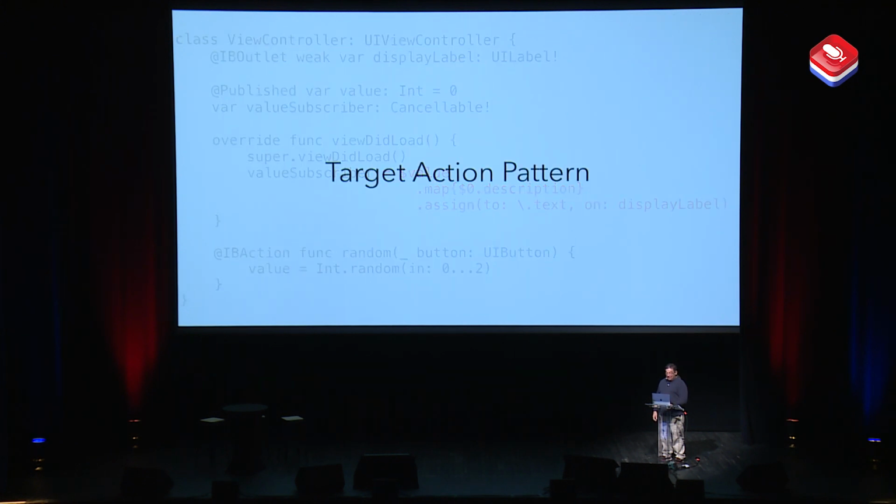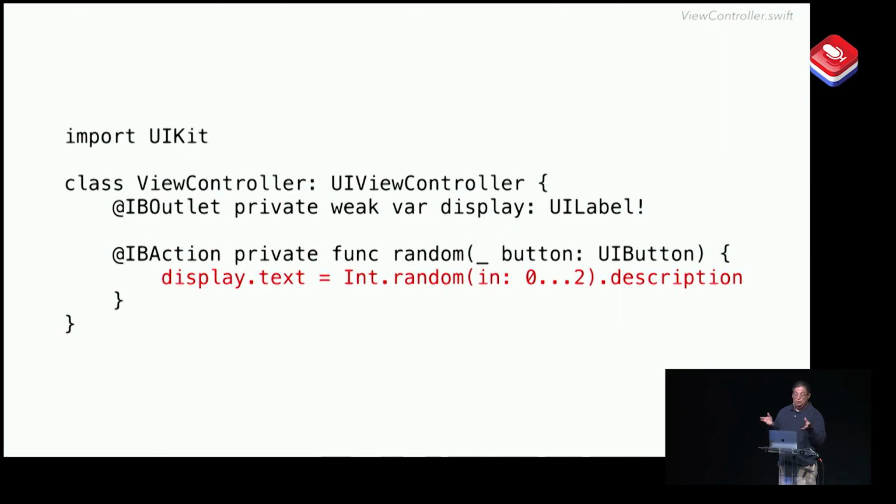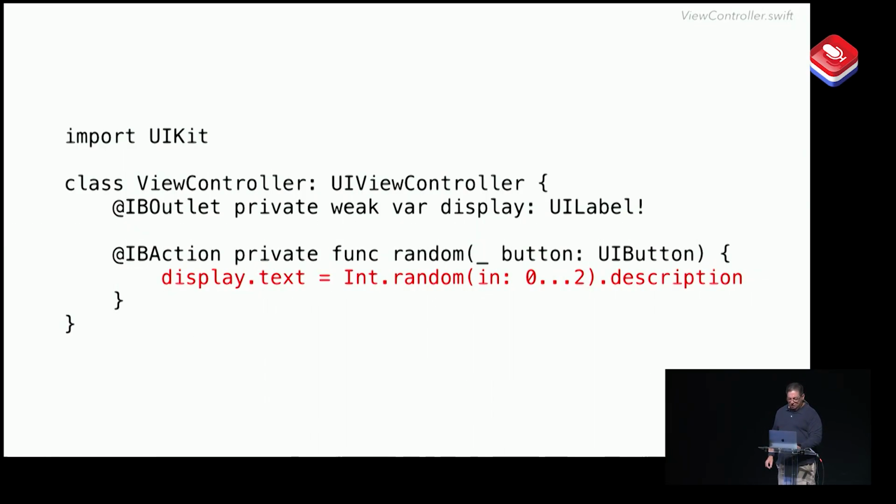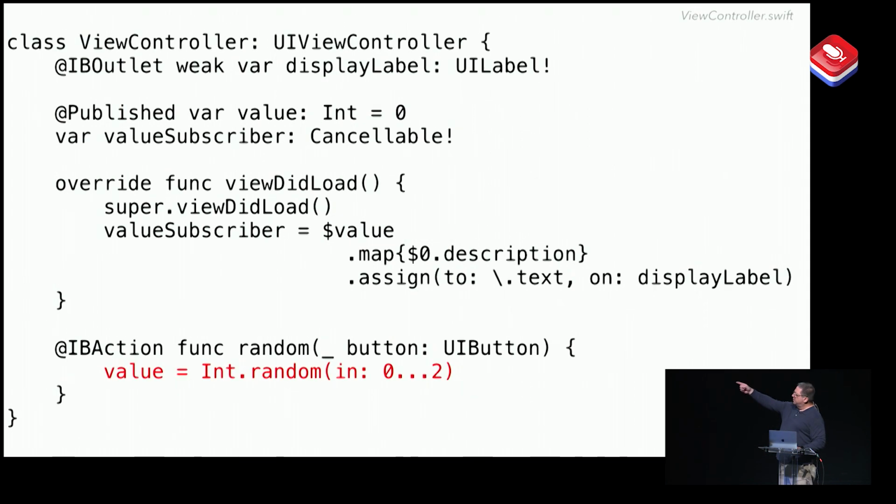So that's Combine with the target action pattern. Instead of this simple version, right, where we just change the label, this bothers us for several reasons. Why should the button know that there's a label? Why should the button know that the label has a text? Why should the button know that the label's text expects a string? It's just too much that it knows. So we like to keep these things separate. And what Combine does is it lets us build this pipeline of things that move from one to another. And so I start by just changing the value. The value is an int, and now I map that int to a string that I'm going to place inside of the label.